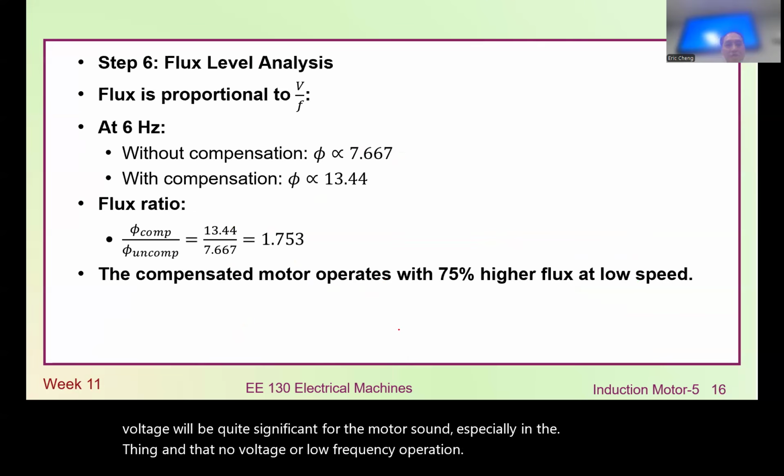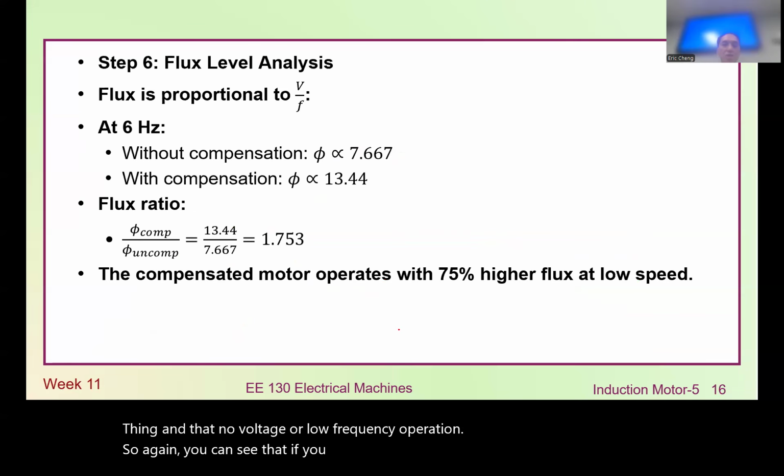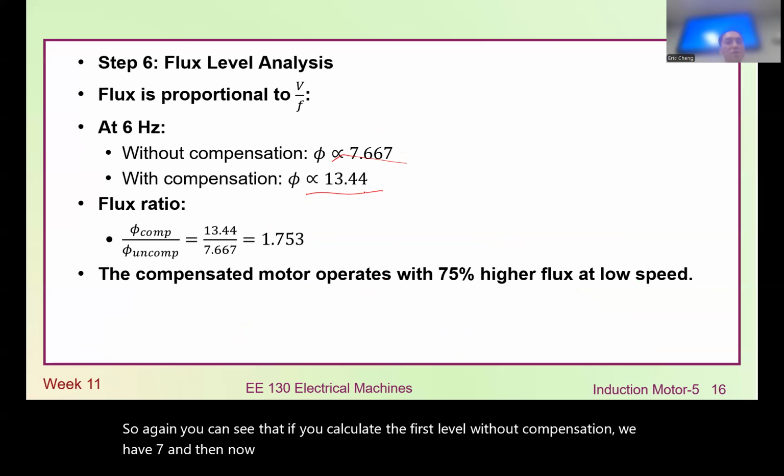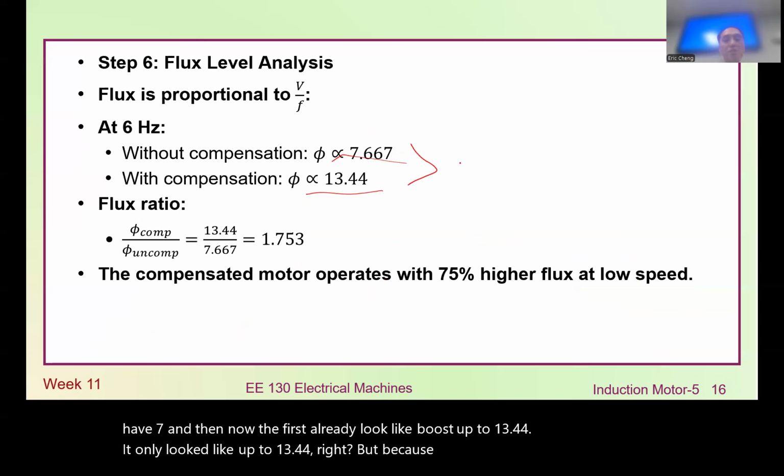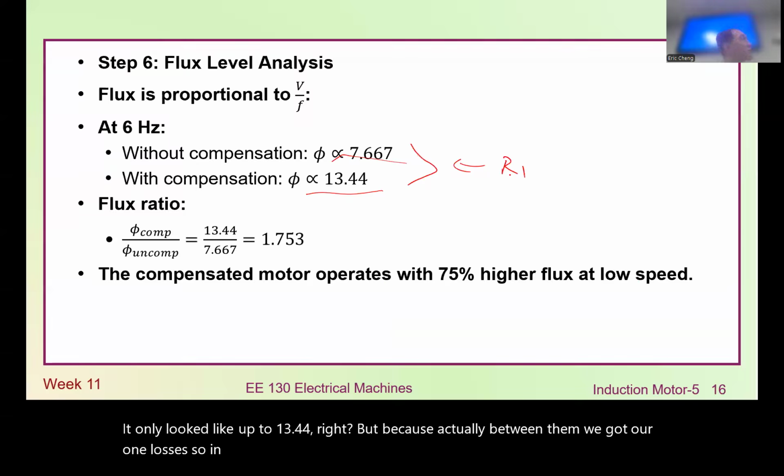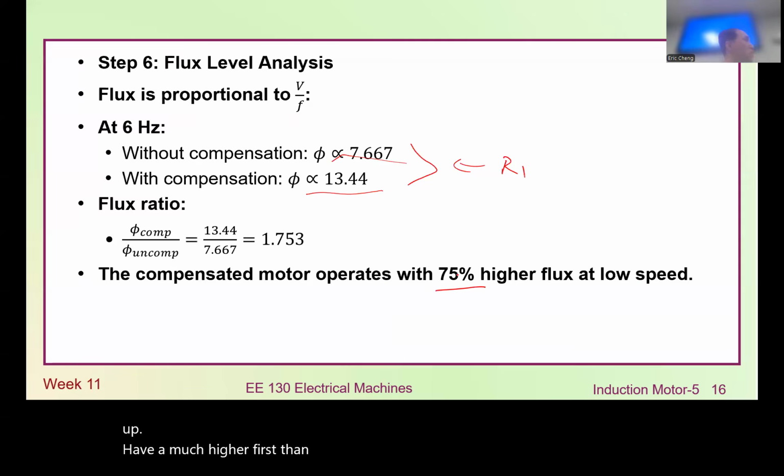So again, you can see that if you calculate the first level without compensation, we have 7, and now the first level looks like it is boosted up to 13.44. It only looks like it goes up to 13.44, right? But actually between them, we have R1 losses. So in the voltage calculation here, we can see that you already go up and have a much higher flux than the usual boost on the motor system. You see, the boost voltage depends on the voltage on R1.